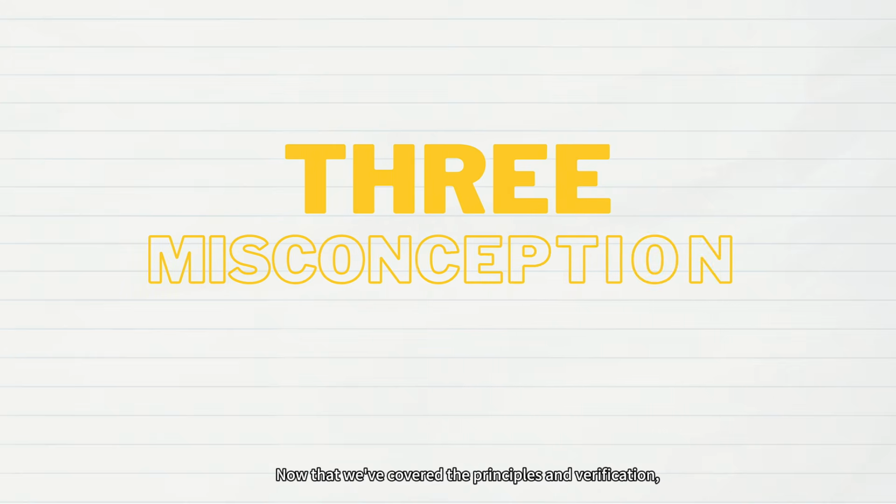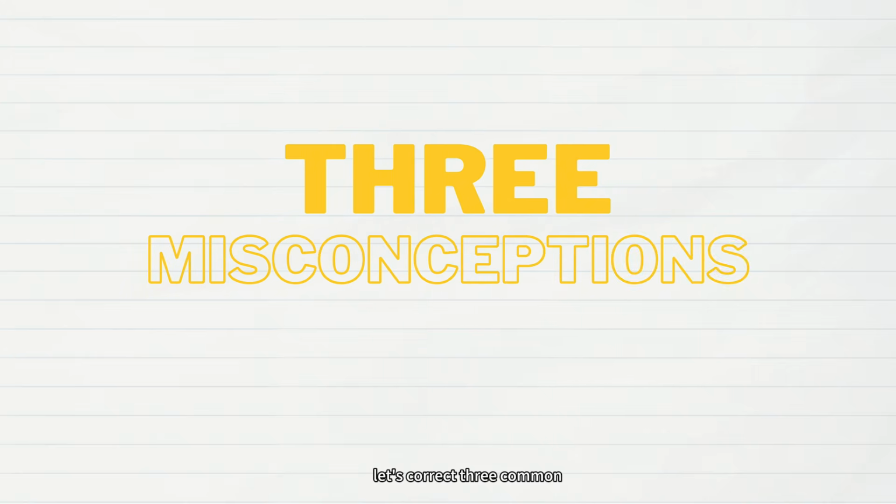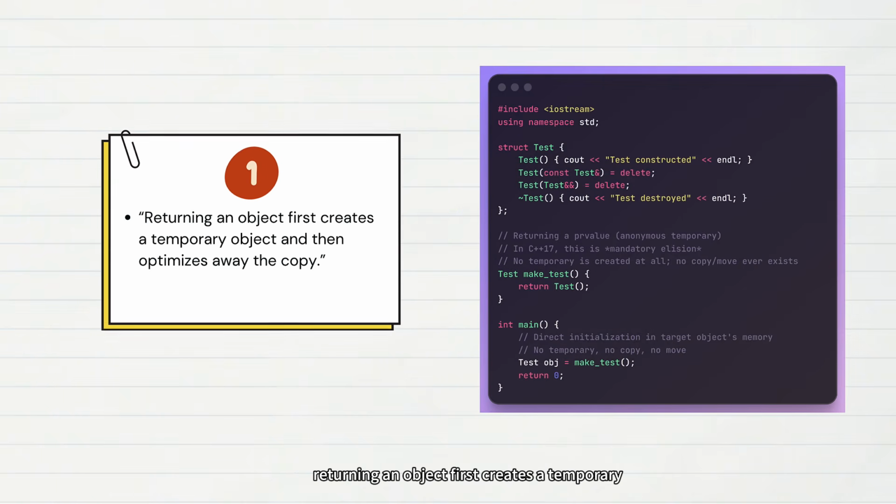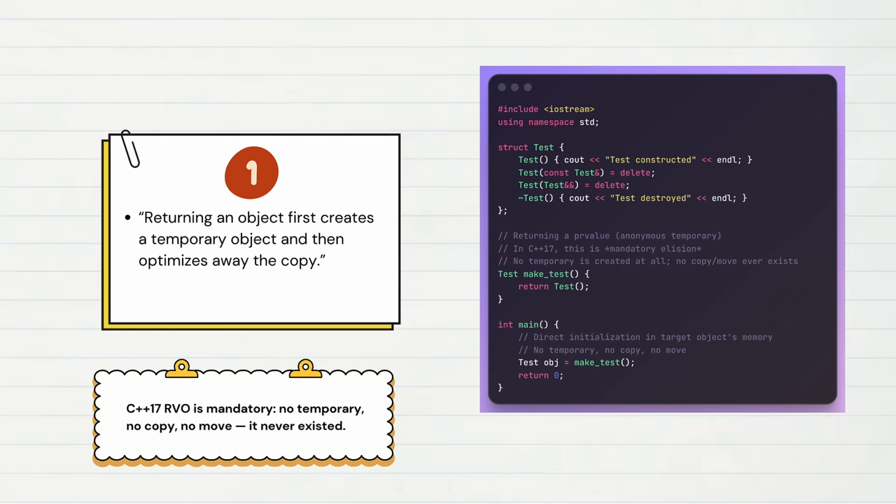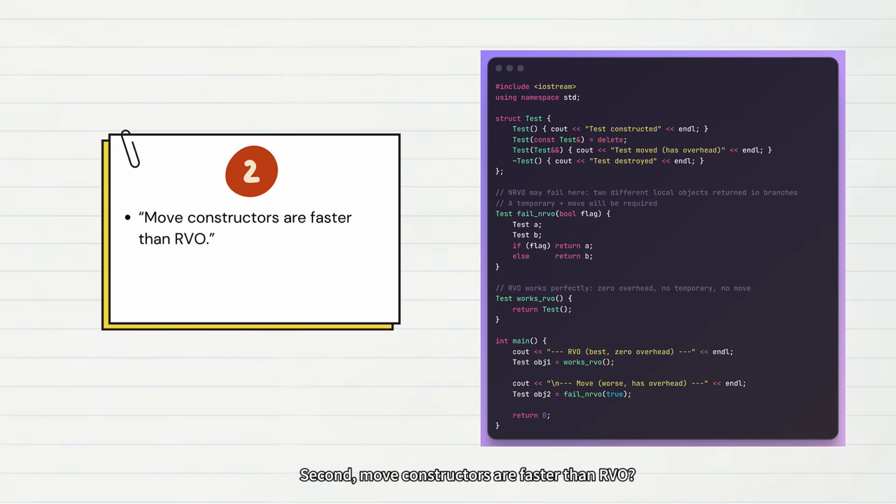Now that we've covered the principles and verification, let's correct 3 common misconceptions to avoid developing biases. First, returning an object first creates a temporary object and then optimizes away the copy. Since C++17, when returning an anonymous temporary, no temporary object is created at all. The copy is not optimized away. It simply never existed.